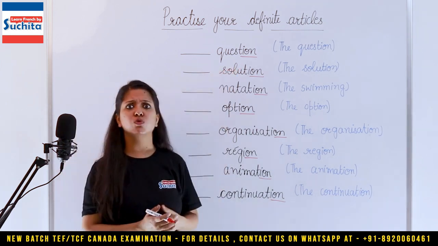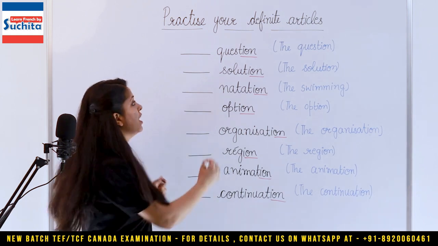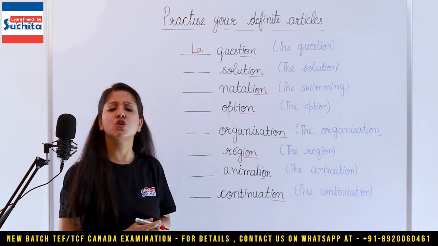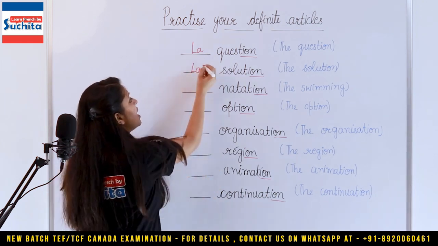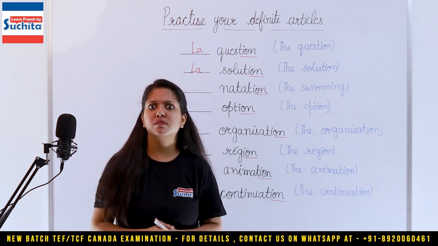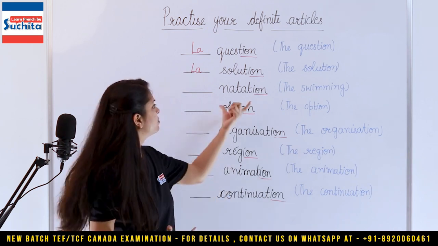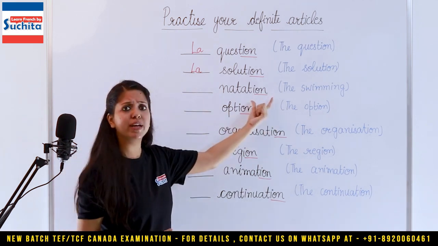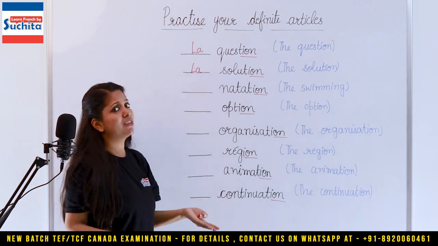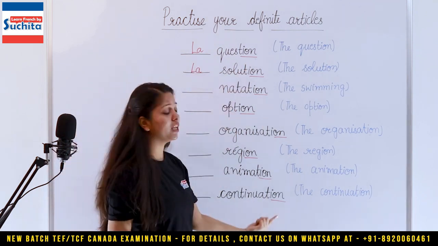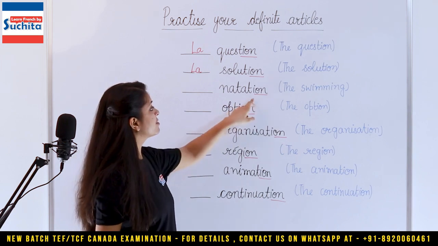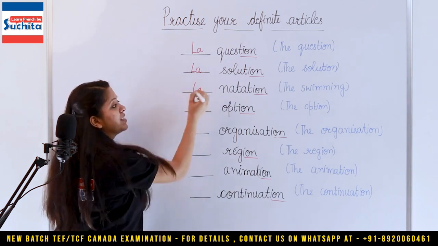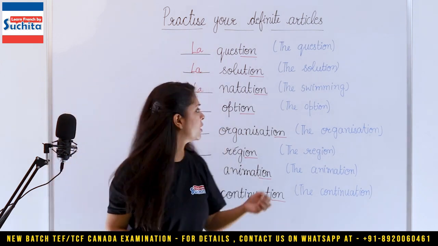So you say question. Question, féminin. Alors, la question, which is the question. Then you have la solution. The solution. La solution. Natation. The swimming. Natation. Again, ION. That's feminine. So all of them, you can consider all of them an exception because none of them is ending with the letter E. But then this is a rule that if it ends with ion, féminin. Alors, la natation, the swimming.